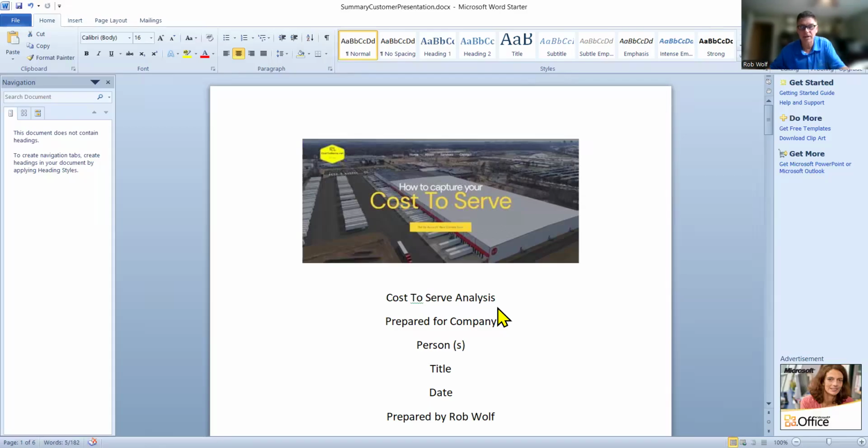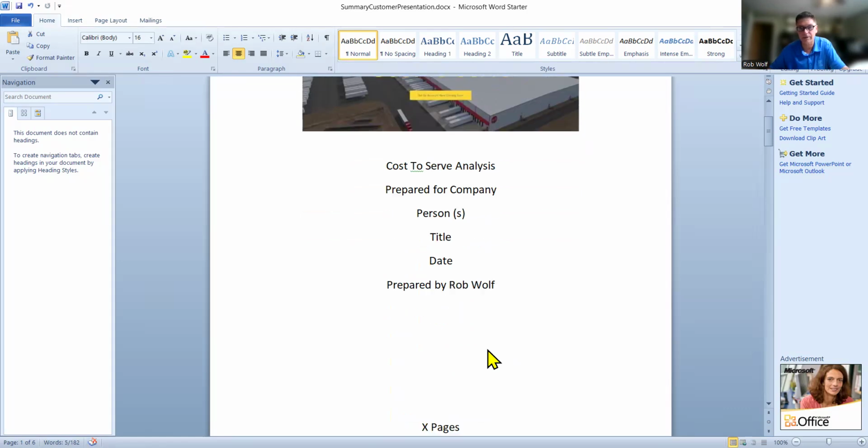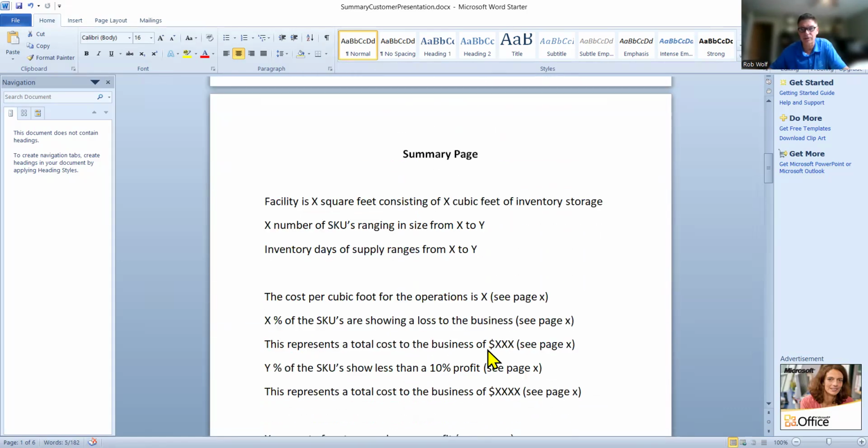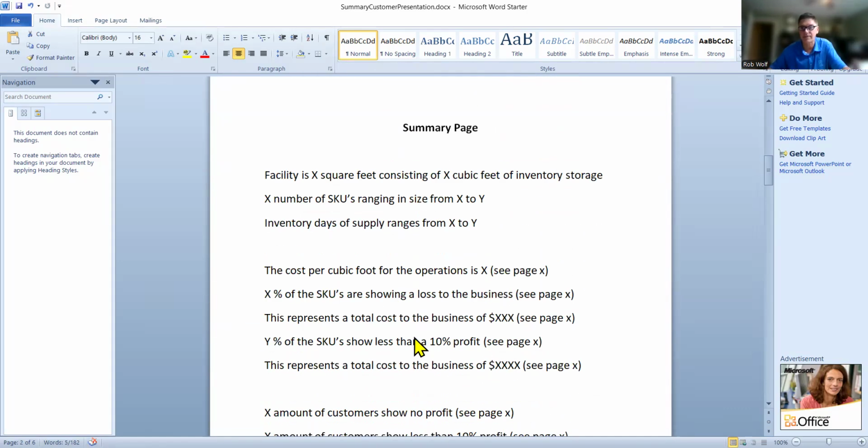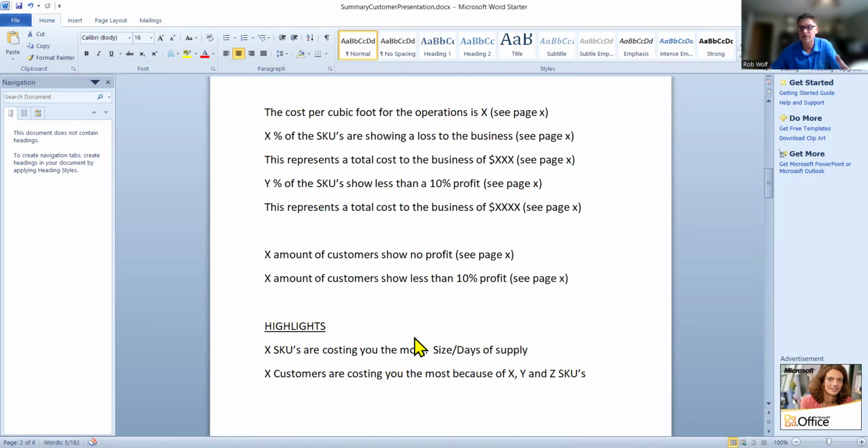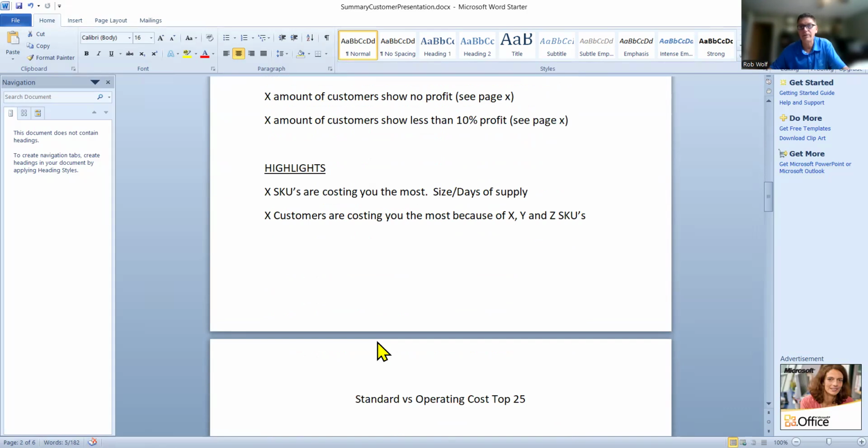So I'll give you a cover page that's prepared for your company, who you are, maybe a couple people, your title, what have you. And I'll say there's a certain number of pages. I'll give you a summary page of my findings. And if there's stuff that's sticking out like a sore thumb, like those items that were losing 70-some thousand dollars or whatever, I'll put that as a highlight. And we could talk about this as well. I'm not just going to dump it off on you and say, hey, thanks.